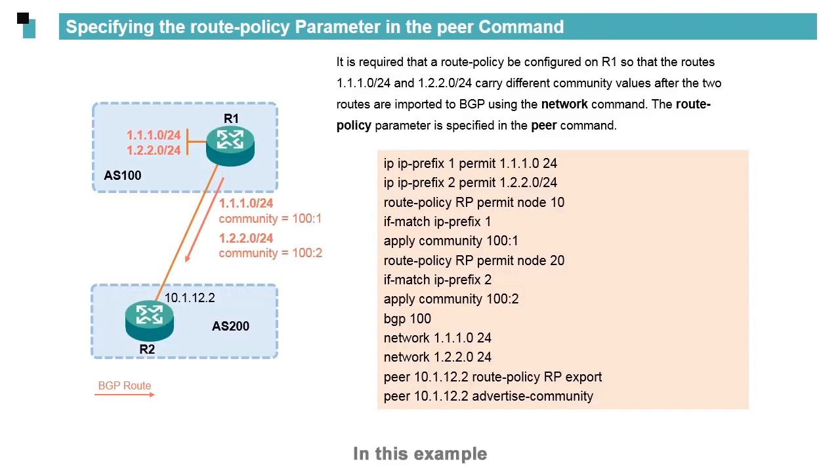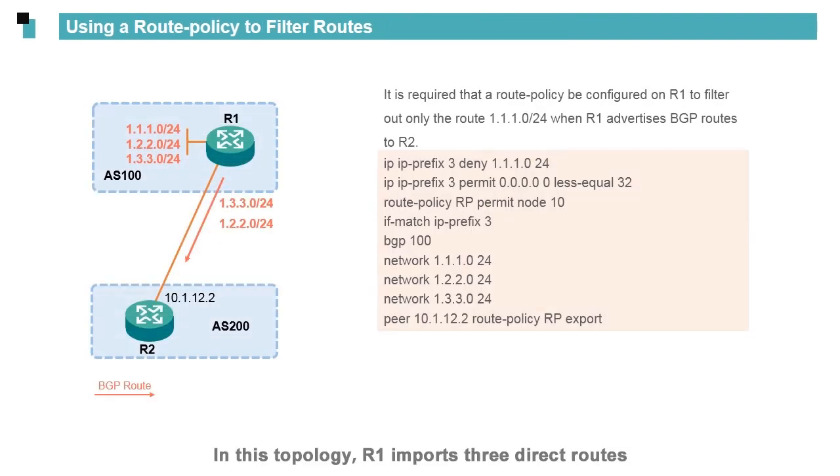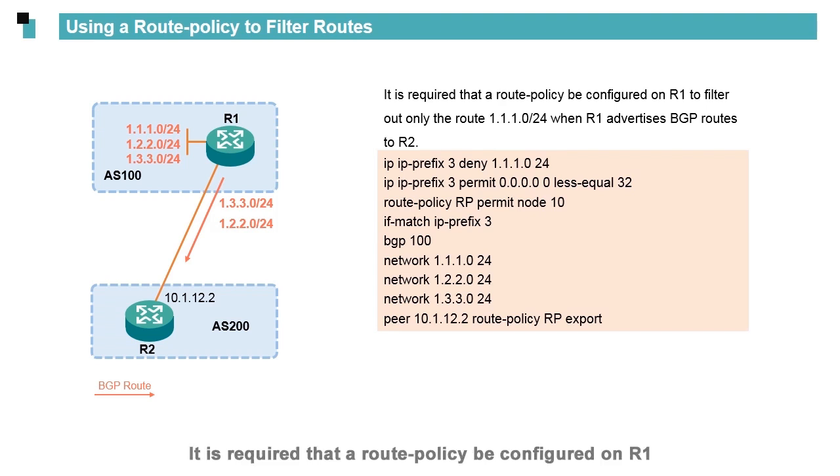In this example, the requirement is the same as the previous one, but the route-policy parameter is specified in the peer command. In this topology, R1 imports 3 direct routes. It is required that a route policy be configured on R1 to filter out only the route 1.1.1.0/24 when R1 advertises BGP routes to R2. In this case, we can perform the configurations shown on this slide on R1.